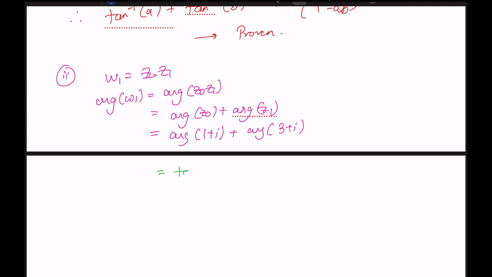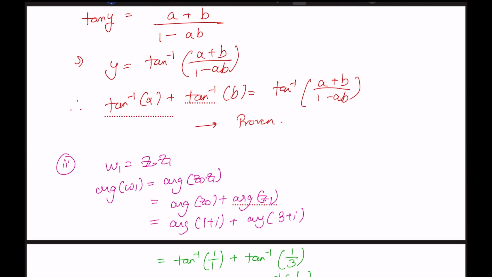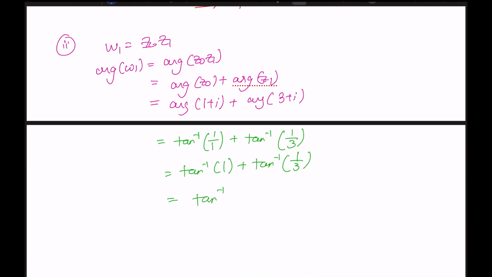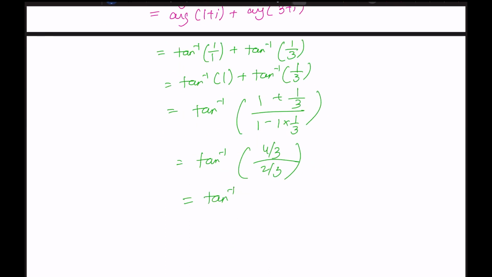So this one would be tan inverse 1 by 1, and this one will be tan inverse of the imaginary part divided by the real part. So tan inverse 1 plus tan inverse 1 over 3. Now tan inverse A plus tan inverse B can be written using this formula: tan inverse of (1 plus 1 by 3) divided by (1 minus 1 times 1 by 3). The numerator will become 4 over 3, the denominator will become 2 over 3. Upon simplification, this becomes tan inverse 2. Therefore, we have proved that the argument of W1 is tan inverse 2. Now we are also done with part B.